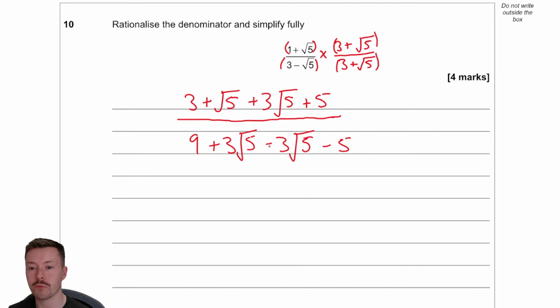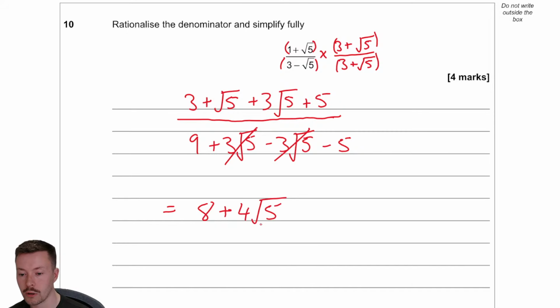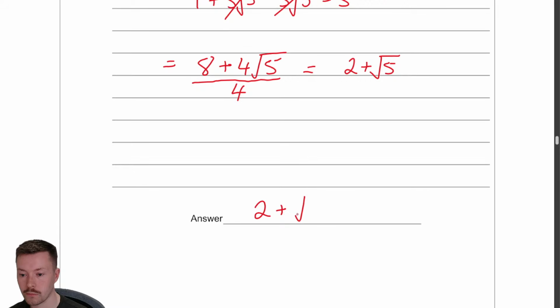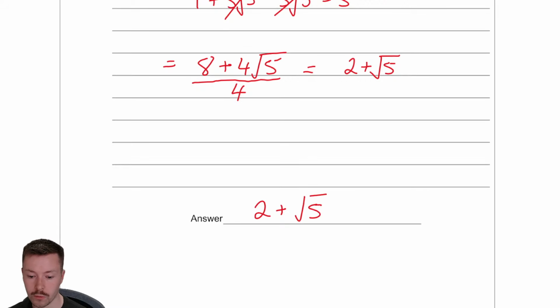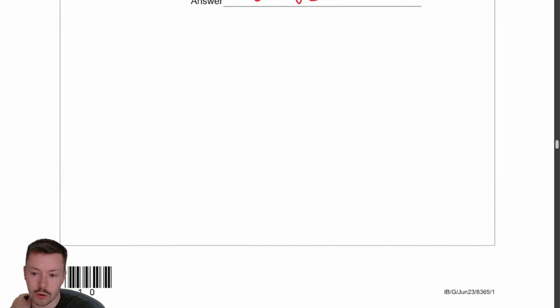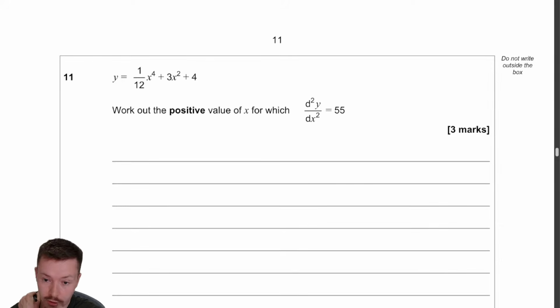Okay. Now the whole point of this rationalising the denominator is so that we don't get a surd, something with a square root, in the denominator. And as you can see, these cancel. So that gives us, on the top, 8 plus 4 root 5 over 9 minus 5, which is 4. So simplifies to 2 plus root 5. Which is the answer.